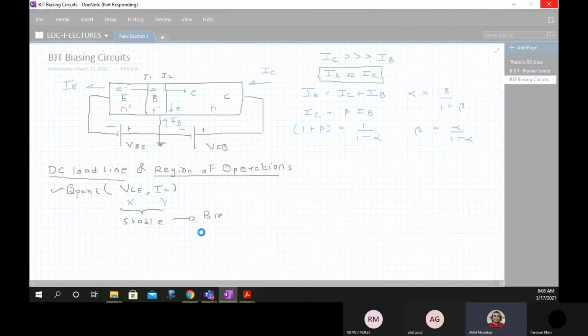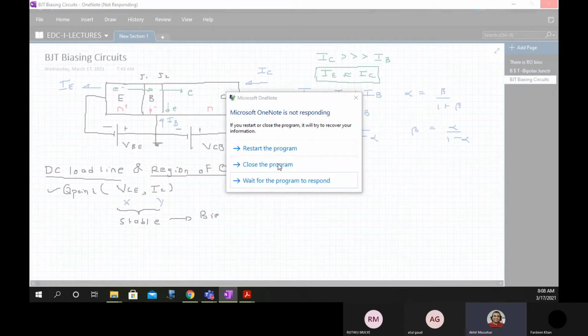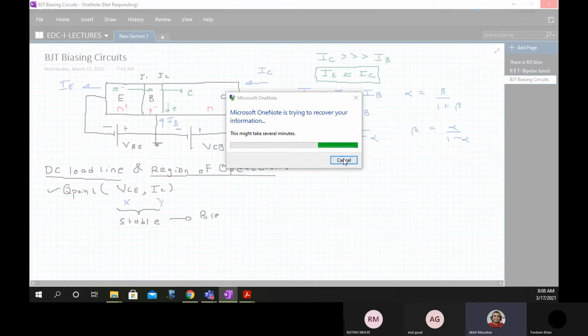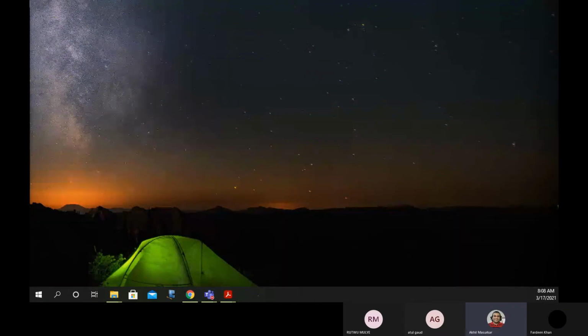So what does this biasing circuit do? Ideally, the current and voltage levels in a bias circuit should remain absolutely constant. Here we are talking about constant DC levels so that my transistor is always in the forward active mode. To ensure this, we are going to use a biasing circuit.